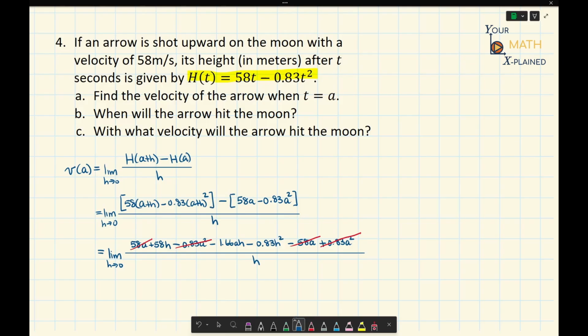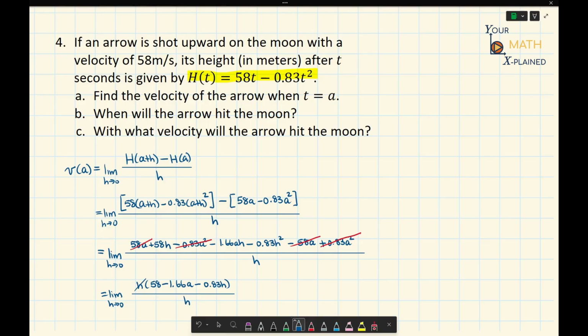So after canceling out those terms, we're left with limit as h approaches 0 of, and then we have 3 terms left, and all of these terms have at least one h in there. So let's go ahead and factor that out. So we get h times 58 minus 1.66a minus 0.83h. And then we have this over h.